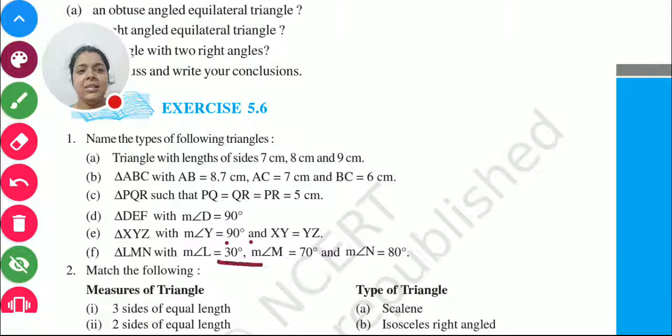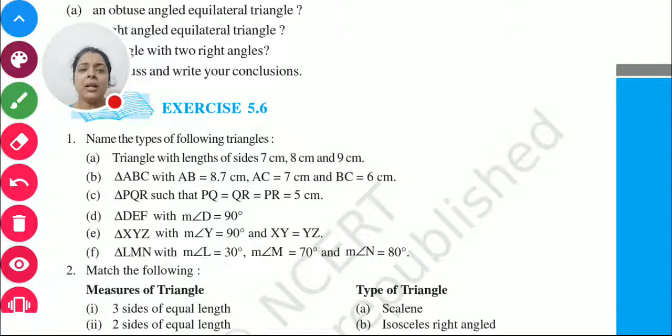One angle is 30 degree, another is 70, another is 80. So what do we observe? All the three of them are less than 90 degree. 30 less than 90, 70 less than 90, 80 less than 90. When all of them are less than 90, means they are acute angles. So a triangle which is having all the angles acute is known as an acute angled triangle.